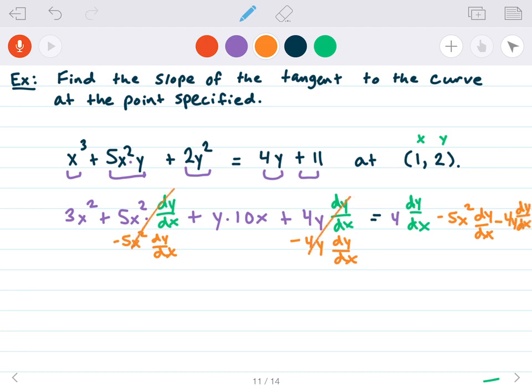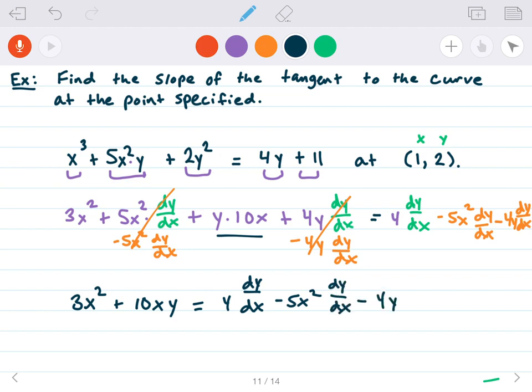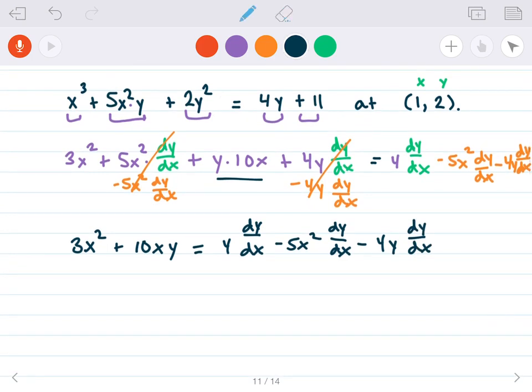Okay, so those clear. So what I'm left with is 3x squared plus 10xy, just rearranging that, equals 4 dy/dx minus 5x squared dy/dx minus 4y dy/dx. Since I've grouped all of my terms together on the right side, I'm going to factor out a dy/dx. And what's left on the inside is going to be 4 minus 5x squared minus 4y.